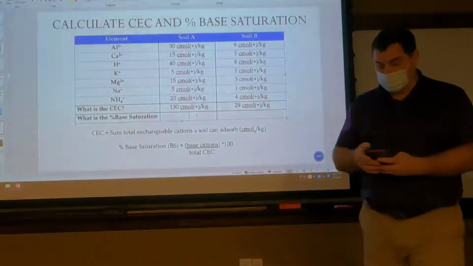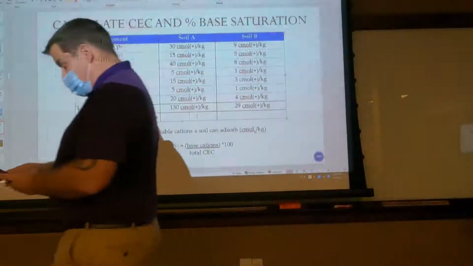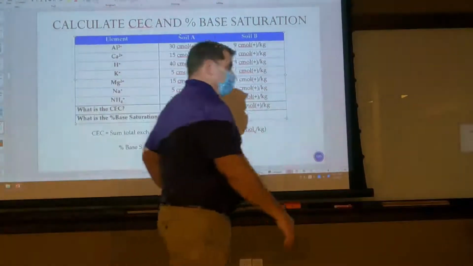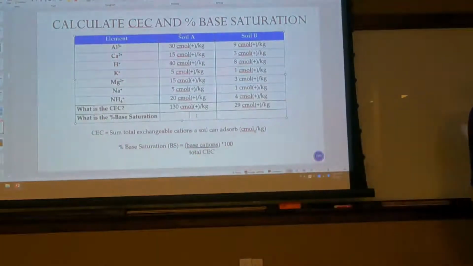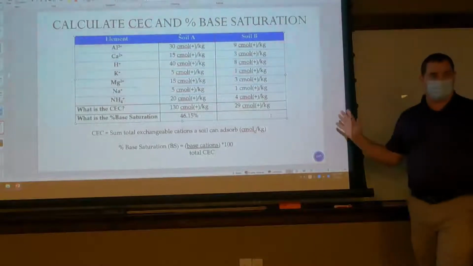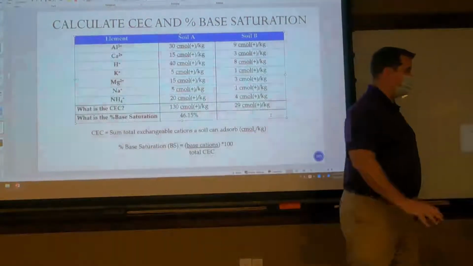Is it 55? 60 divided by 130 is 46.15%. And of course, then we're going to multiply that times 100 to get a percentage. Correct? Everyone saw that? Super simple math.